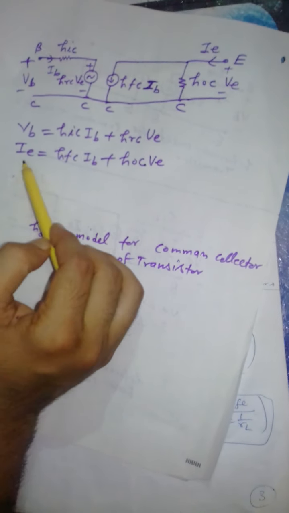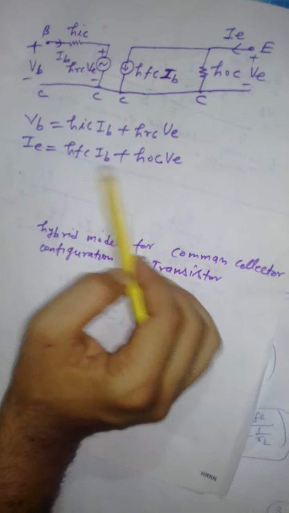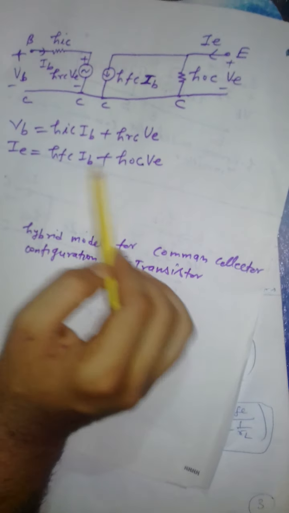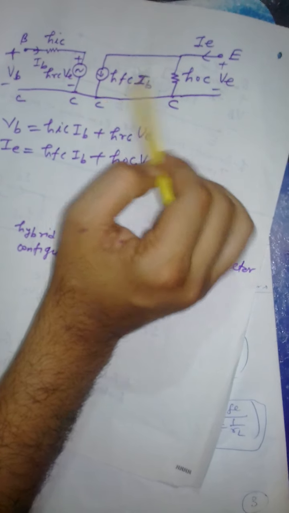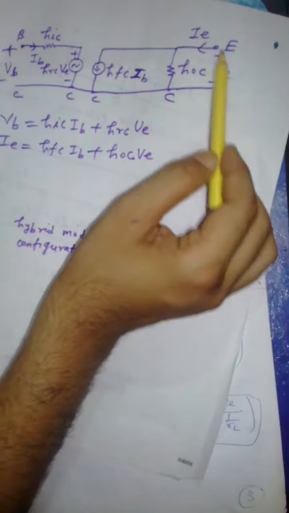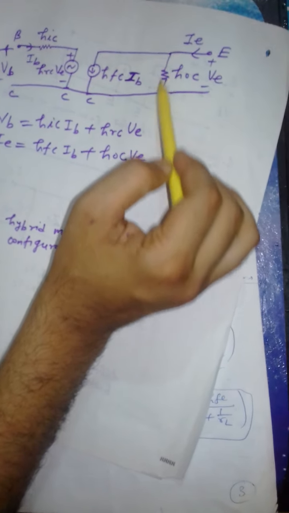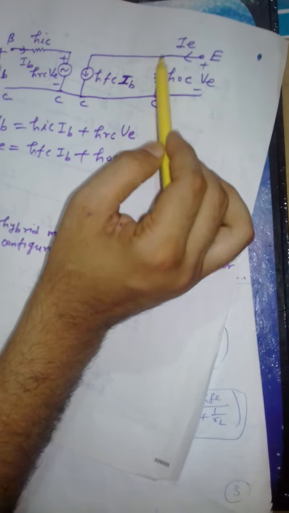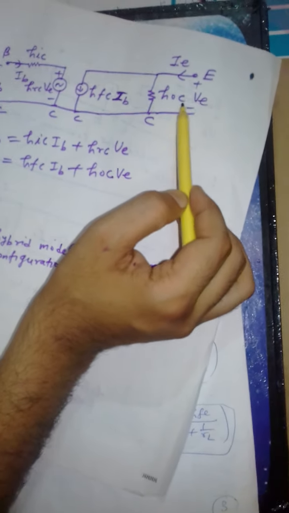Now IE is equal to HFC IB plus HOC VE. This will be the equation for the current, that means you have to draw this parallel circuit. So to represent this second equation, you will have to draw this parallel circuit. What is the current in this branch? The current in this branch is the voltage across this branch multiplied by this admittance HOC, that means VE into HOC.